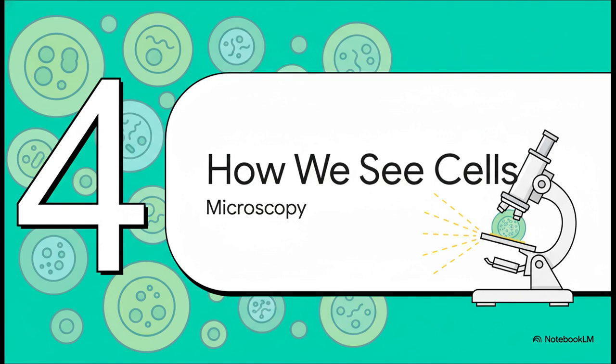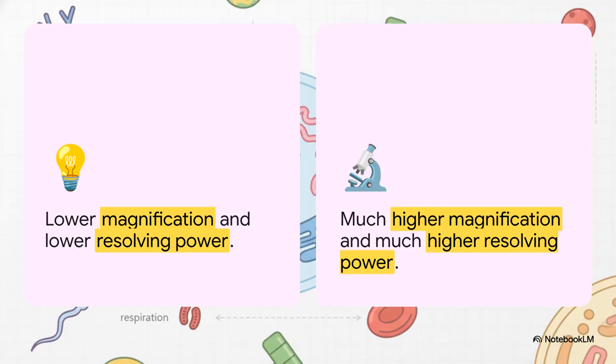But hang on a second. How do we know any of this stuff? We can't see cells with our naked eyes. The invention of the microscope was a complete and utter game changer for biology. It allowed us to finally peer into this incredible hidden world for the very first time. We started off with light microscopes, which are still used in schools, but they definitely have their limits. The key difference you need to know is that electron microscopes have a much higher magnification and a much higher resolving power. Resolving power is basically just the ability to tell 2 points apart, so a higher value means you get a much clearer, more detailed image.